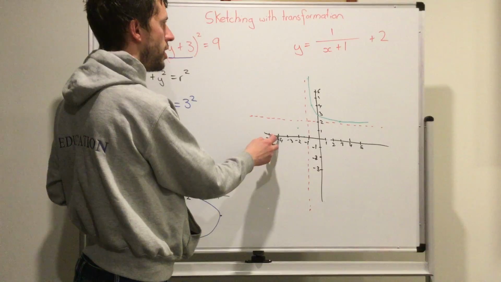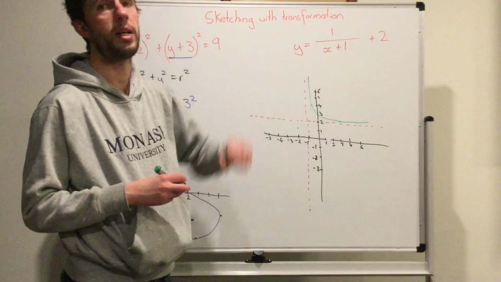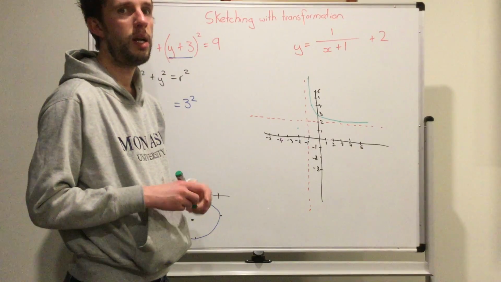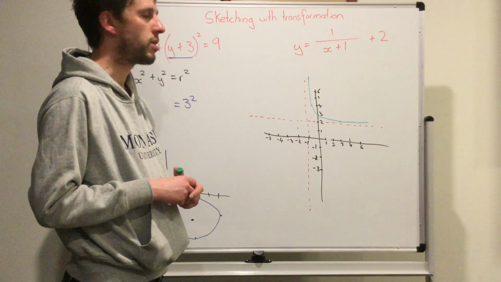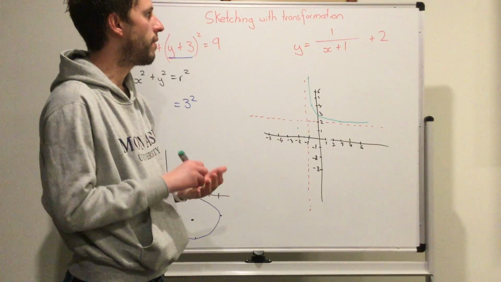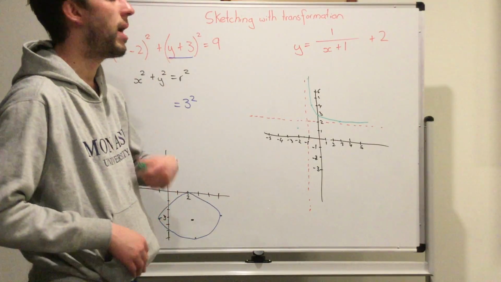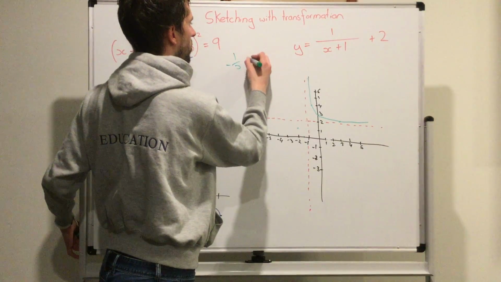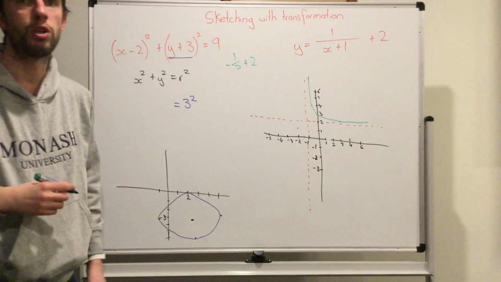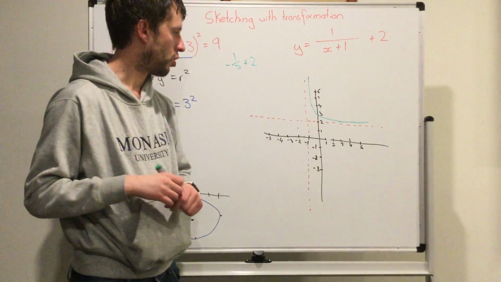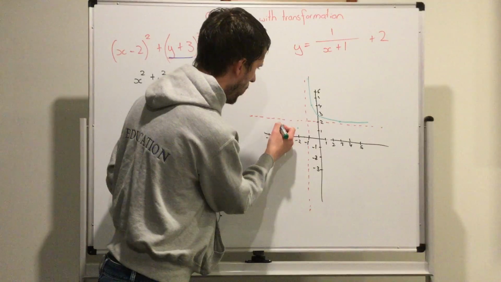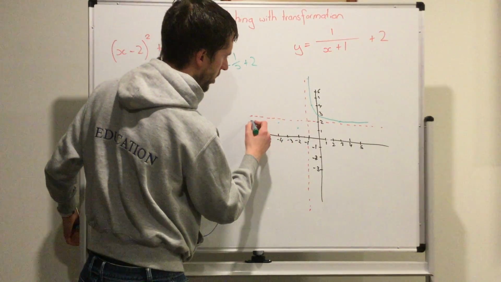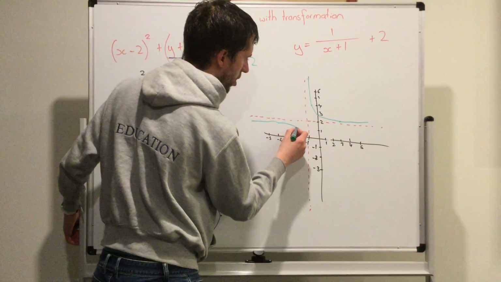Then I go across to, say, -4. -4 plus 1 equals -3. 1 divided by -3 is -1/3. Plus 2. If I've got -1/3 and I'm adding 2 to it, that will give me 1 2/3. So 1 2/3. So I'm getting a bit closer, and I can see my shape already emerging.